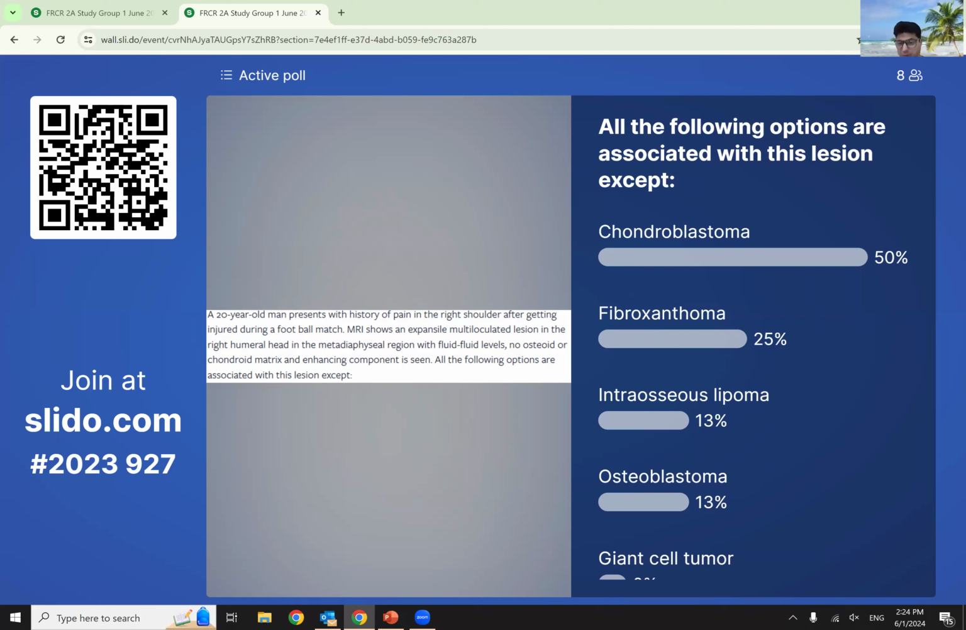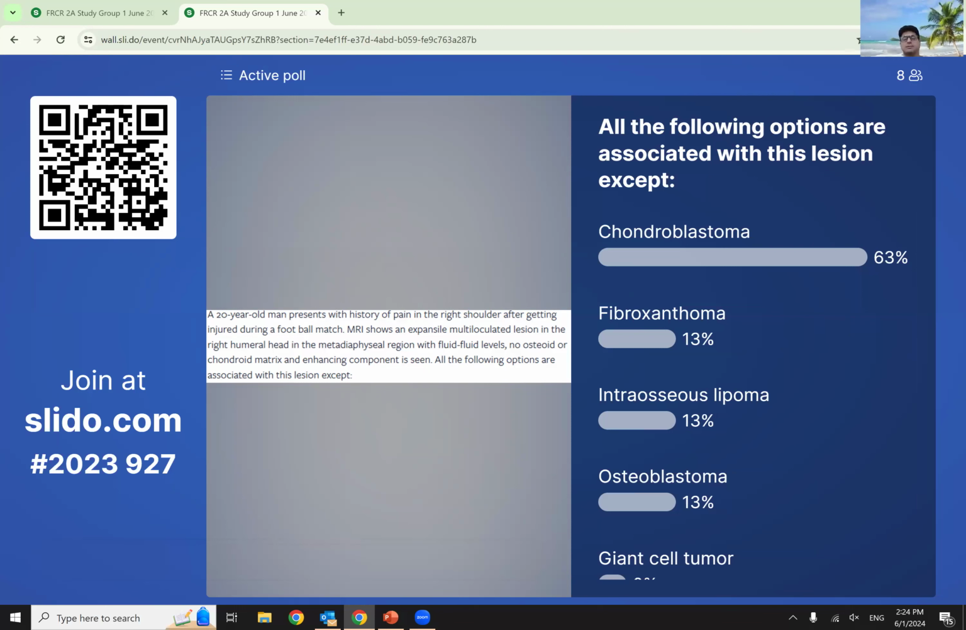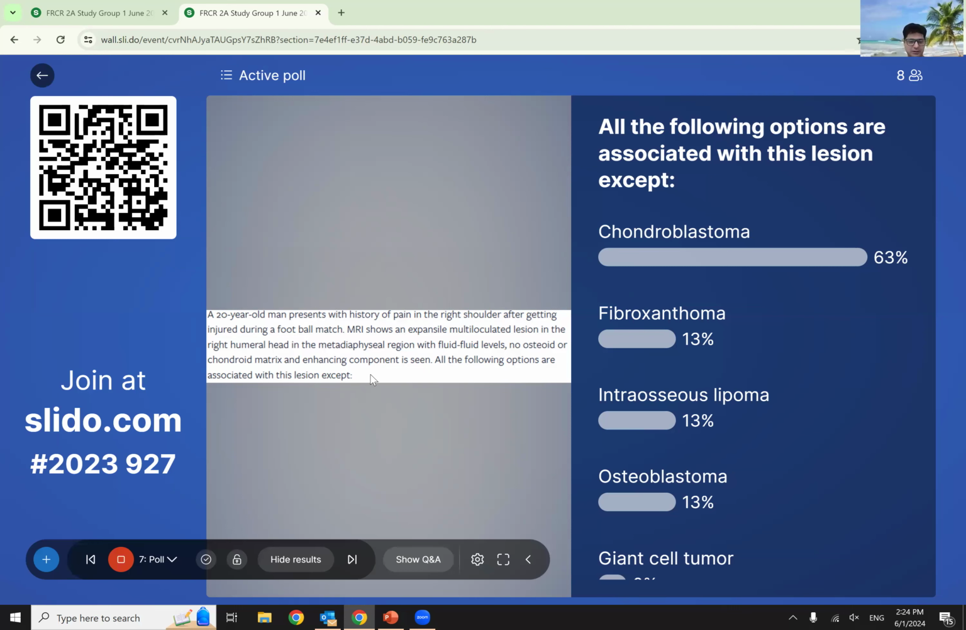Just commit to your memory that, other than the intraosseous lipoma, most of the aneurysmal bone cysts that you see, like expansile lesions, fluid levels, sometimes bleeding within, are primary. They're not associated with other lesions, but there are 4 conditions which can give rise to an aneurysmal bone cyst. Those 4 conditions are the chondroblastoma, fibroxanthoma, osteoblastoma, giant cell tumor. The only one that does not give rise to an aneurysmal bone cyst is an intraosseous lipoma, which is the correct option in here because it says except.